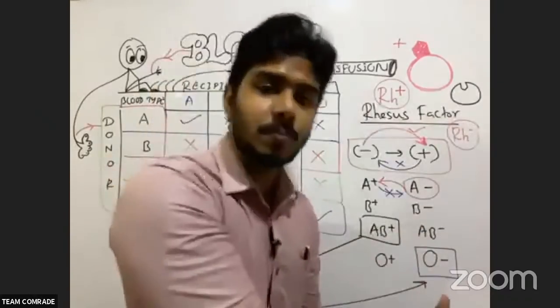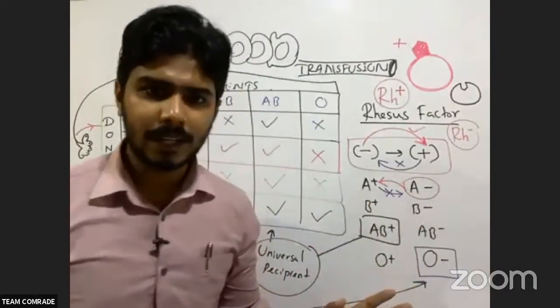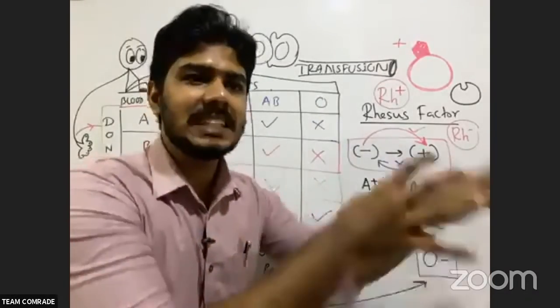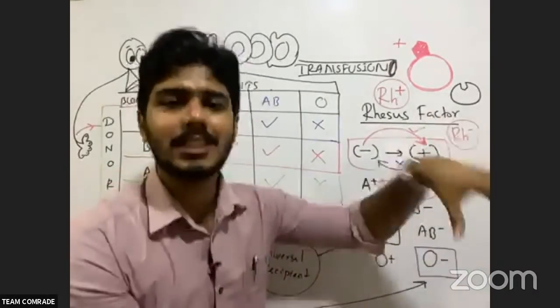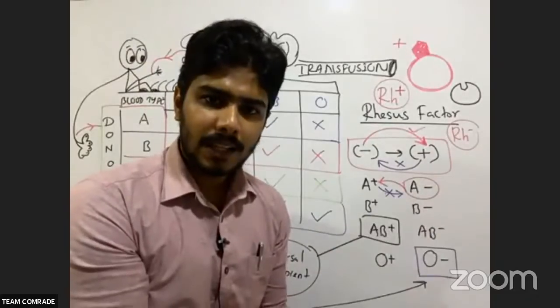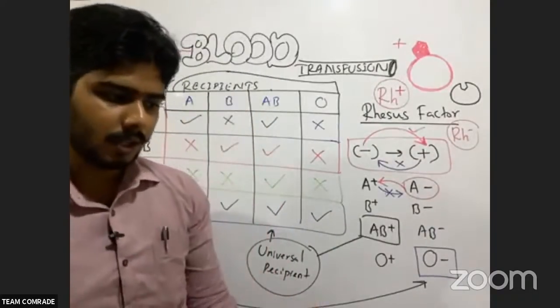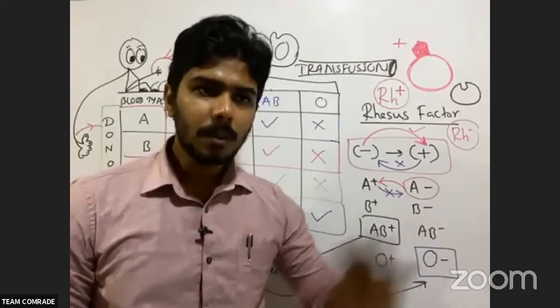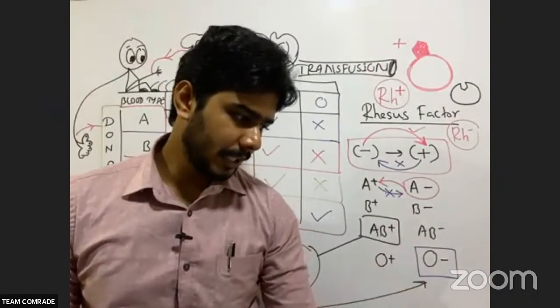Transfused blood. Only the given blood gets clumps, right? Not the recipient's blood. The donor's blood is getting clumped inside the recipient's body, and that is what we call blood agglutination. This happens when bloods are incompatible.